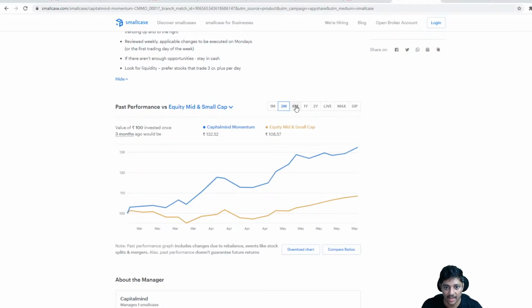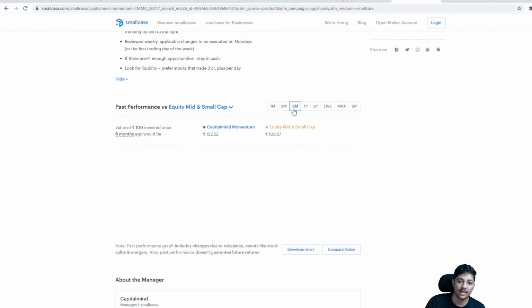Now look at this. Even if I'm not looking at CAGR, for all the people who think CAGR is wrong, I couldn't care less. I'm not looking at CAGR. I'm only looking at, okay, this day it was like this, this day it became like this. Now go to 6 months.